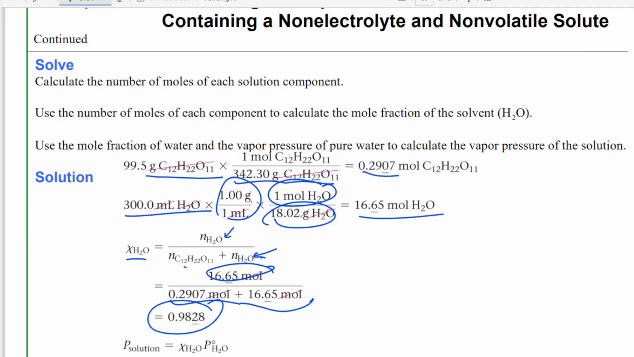That gives us 0.9828 for the mole fraction of water. So now we can calculate the vapor pressure of the solution, which should only be slightly lower because the mole fraction of water is pretty high, about 98%. So we get 0.9828 times 23.8 torr. That gives us 23.4 torr.